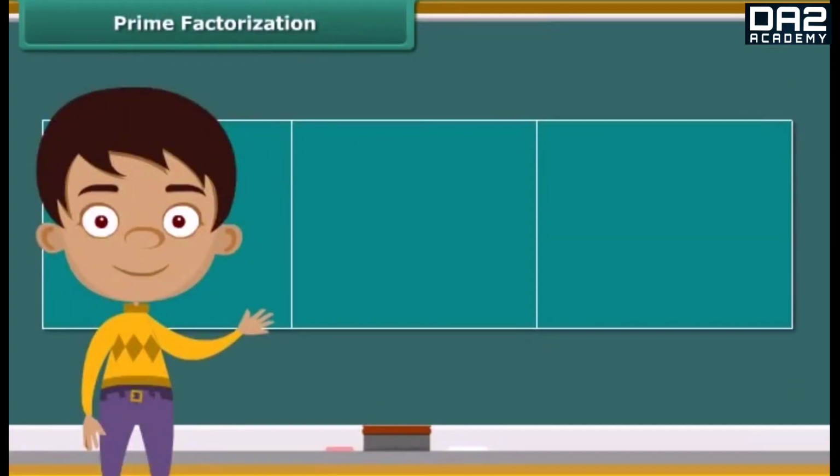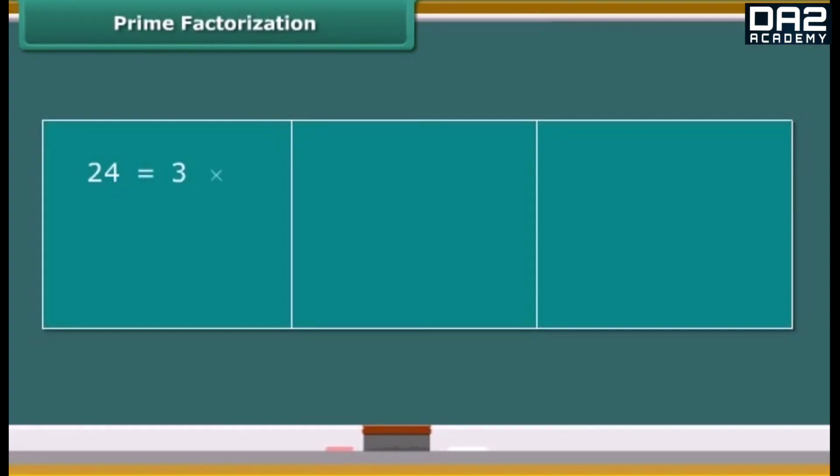When we express a number as a product of its factors, we say that the number has been factorized. Thus, when we write 24 as 3 into 8, we say that the number has been factorized. The factor 8 can be further factorized as 2 into 2 into 2. Thus, 24 can be written as 2 into 2 into 2 into 3.